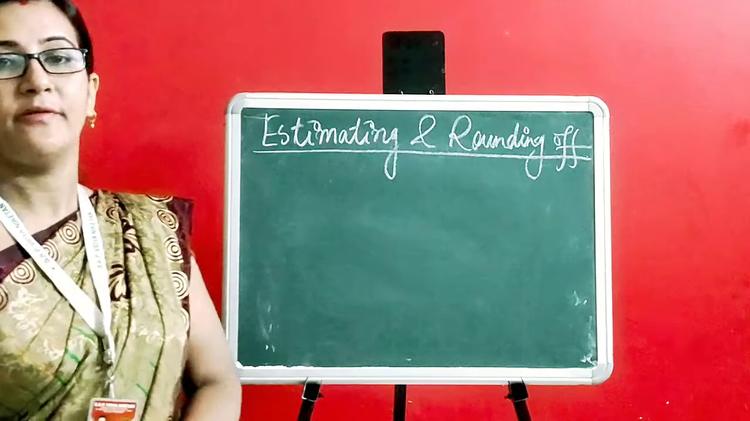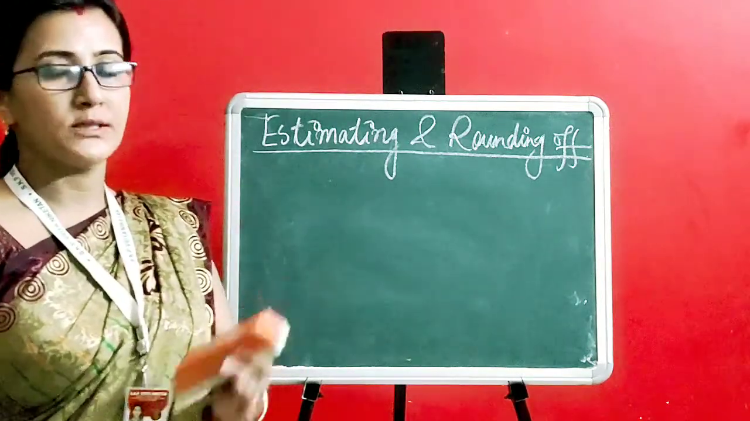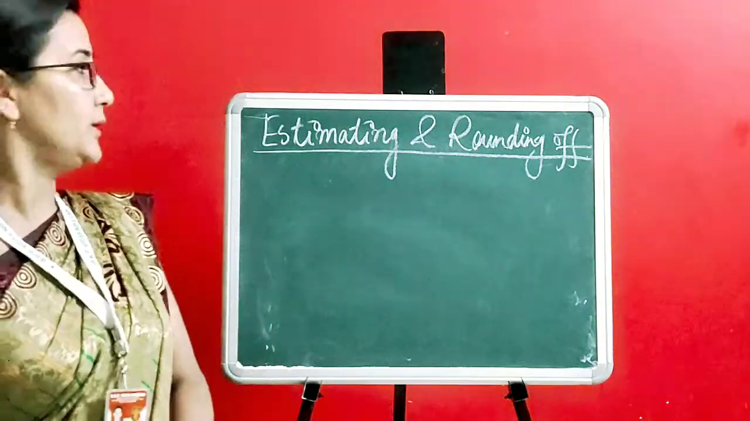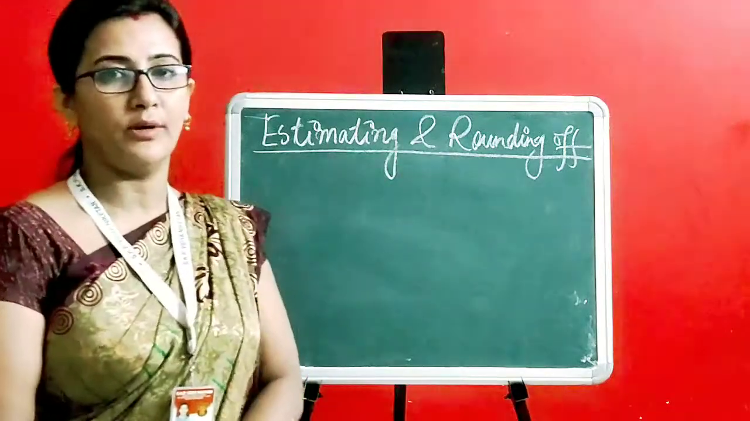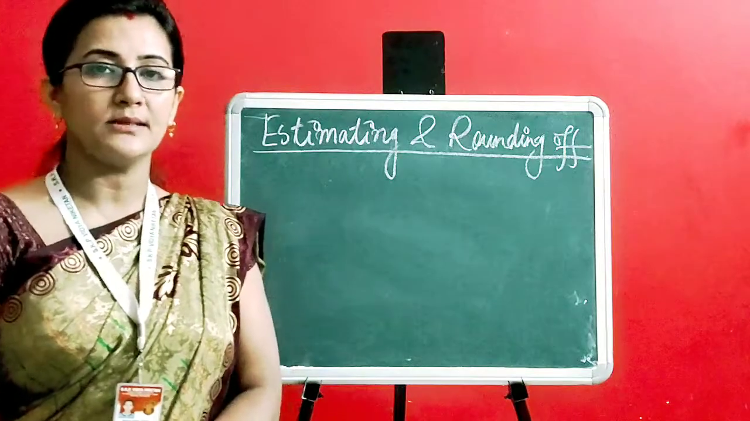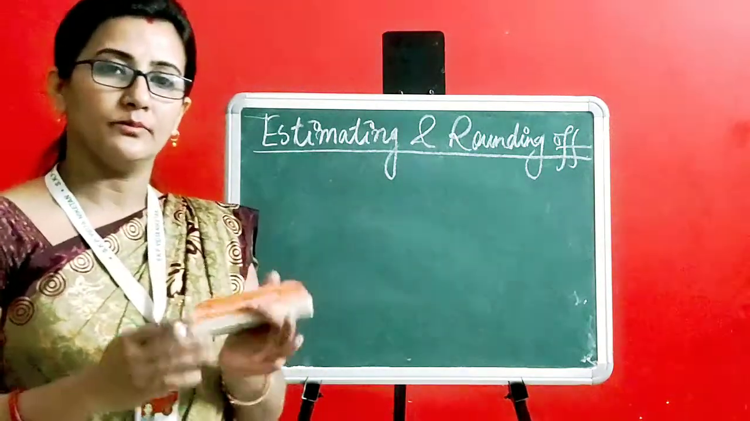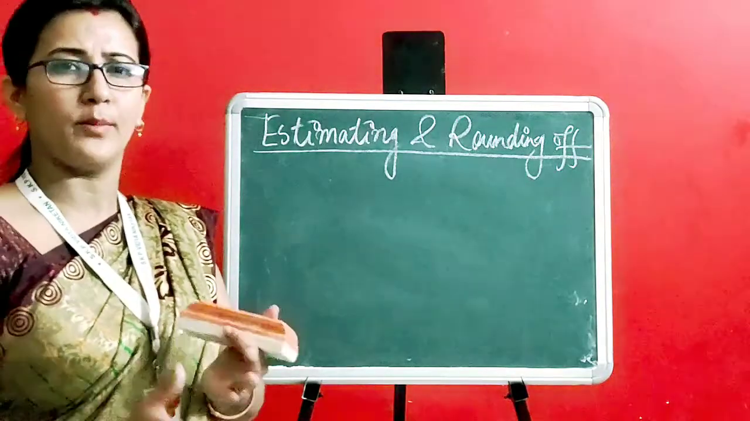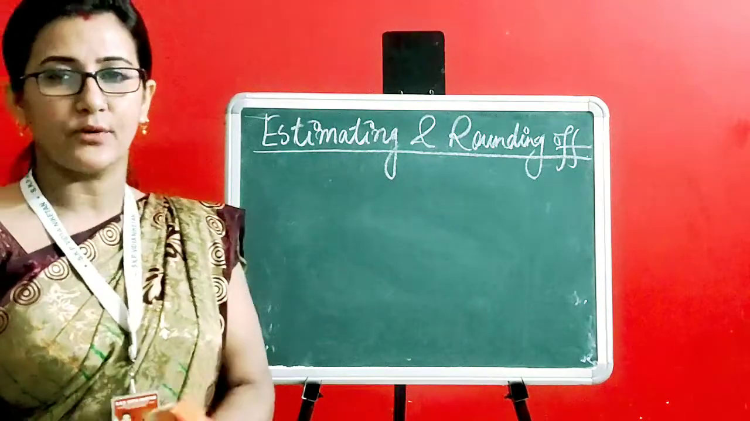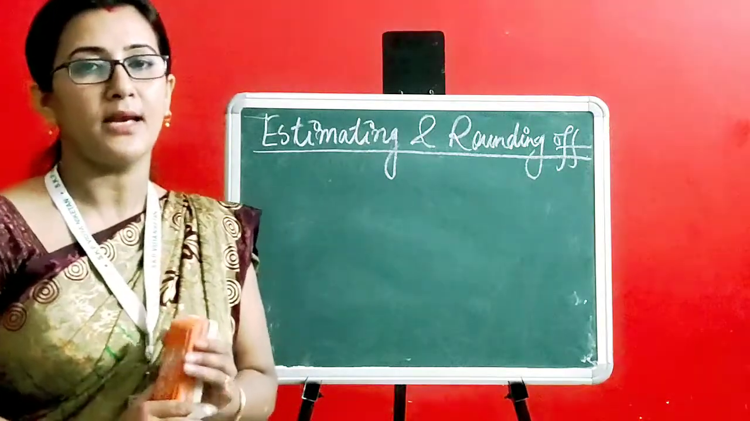Hope you have done the previous exercises that I provided to you, and that it was easy for you to do. So today we will do estimating and rounding up. What you learned in the previous exercise was forming the greatest and smallest numbers by using the given digits. Forming it with 5 digits, then 3 digits, 4 digits. Now today we will see how to round up a given number.